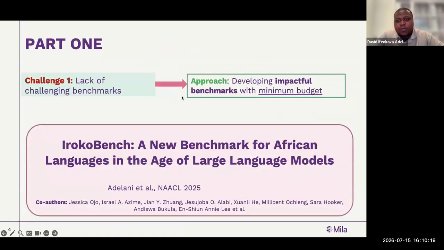So to address the first problem, we had this paper called IrokoBench. IrokoBench is our effort to see how we can tackle this lack of challenging benchmarks problem. Suppose you have a minimum budget of $2,000. What is the most impactful data set you can create? And our answer is IrokoBench. And the community also rewarded our efforts. We got an outstanding paper award at NAACL for this benchmark.